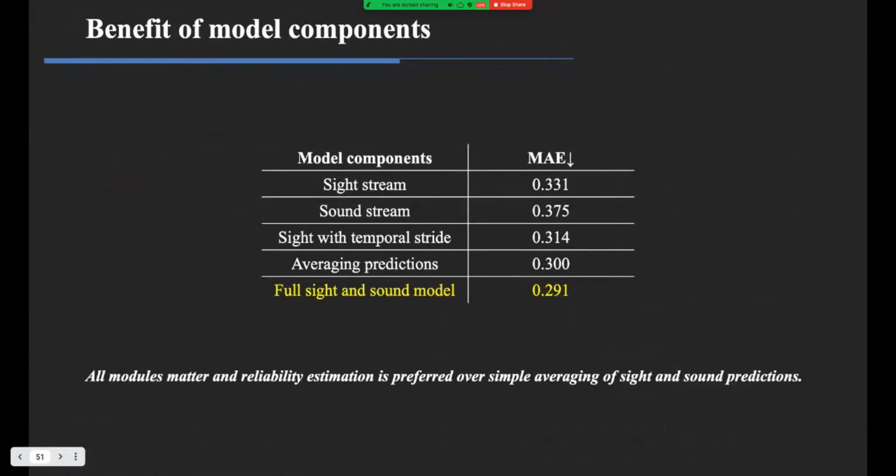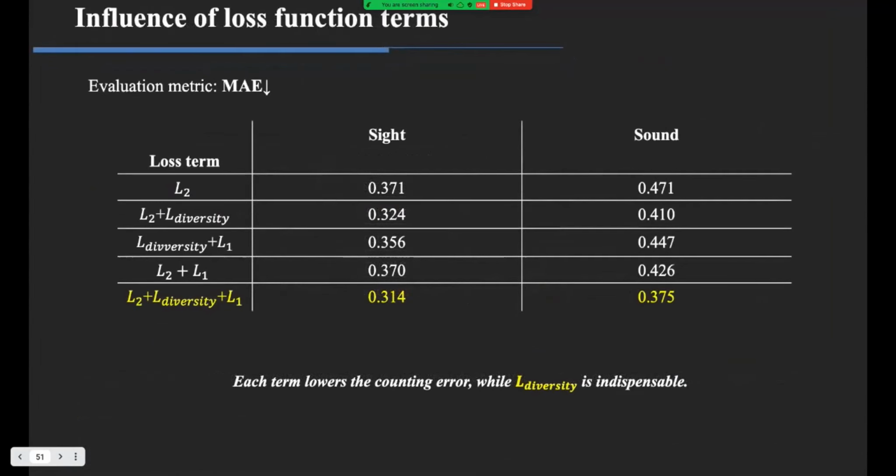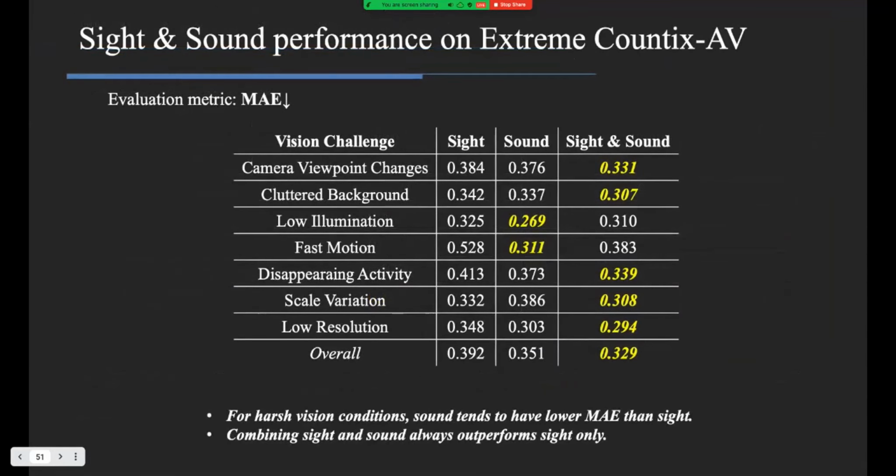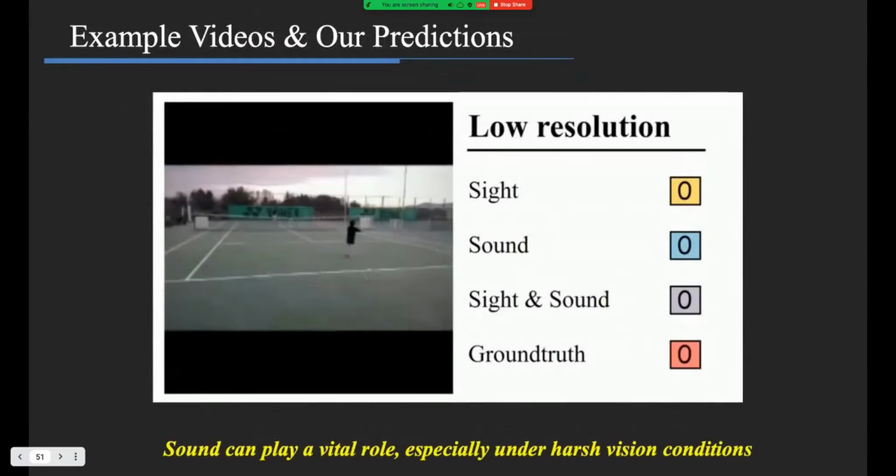For our model, all modules matter, and the reliability estimation is preferred over simple averaging of sight and sound predictions. Each loss term lowers the counting error, and the diversity loss is important. On the extreme Countix-AV dataset, we can see that for harsh vision conditions, sound tends to have lower MAE than sight. Combining sight and sound always outperforms sight only. Here are some example videos and the predictions of our model.